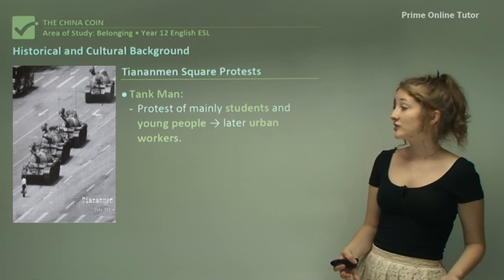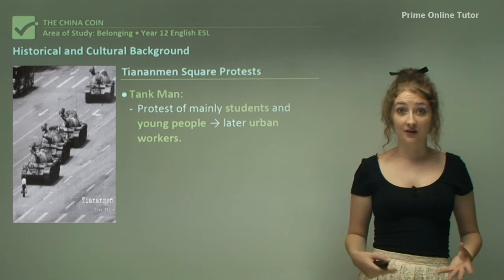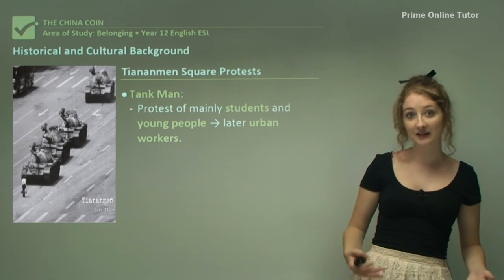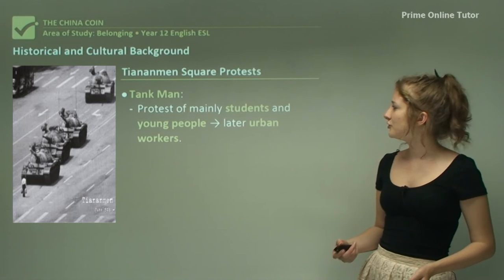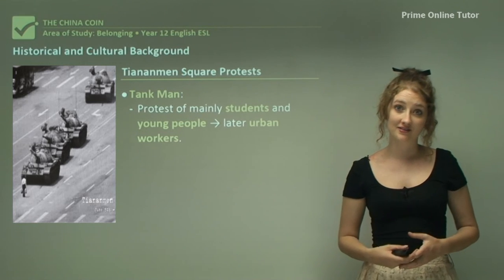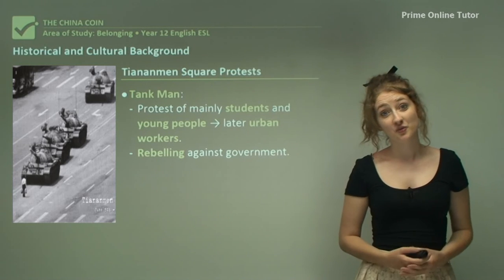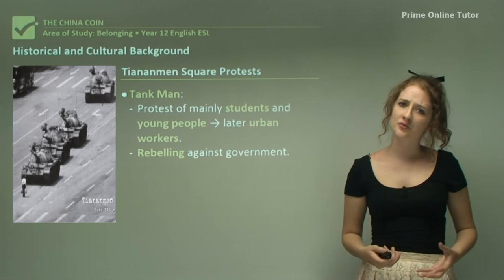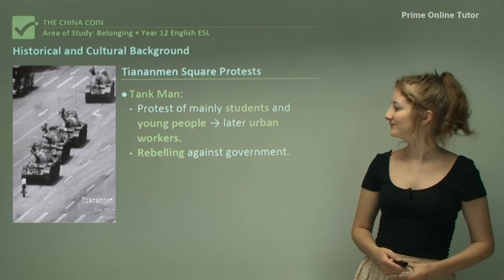This image here is actually quite famous in discussing this event and picturing this event for the rest of the world. Now, this image is a depiction of what has become known as Tank Man. Basically, this protest mainly consisted of students and young people, but it later included more normal urban workers and other ordinary people. These protests were a way for them to rebel against the government, to speak out against all these problems which they saw in their society and try to make an effort to influence their own futures.